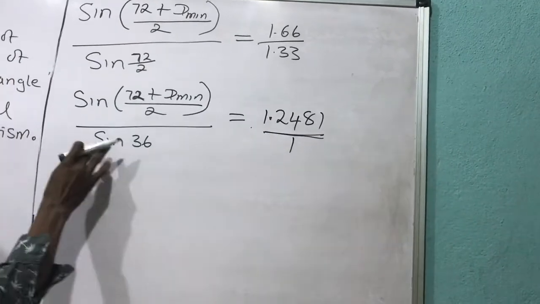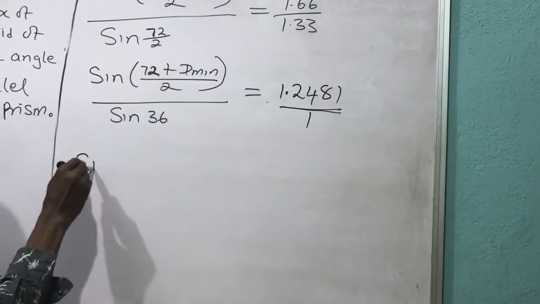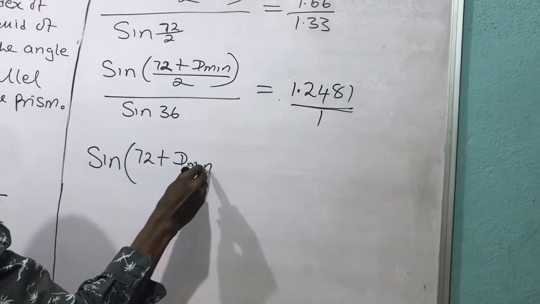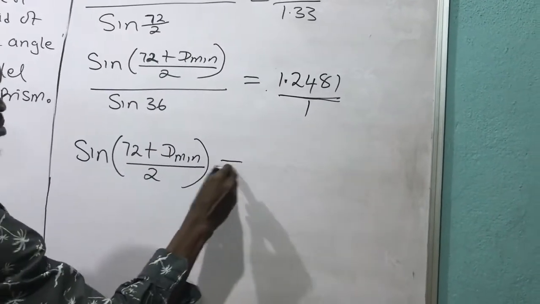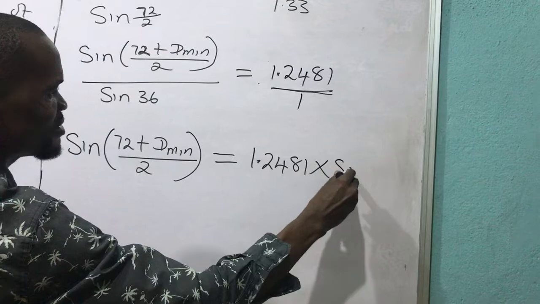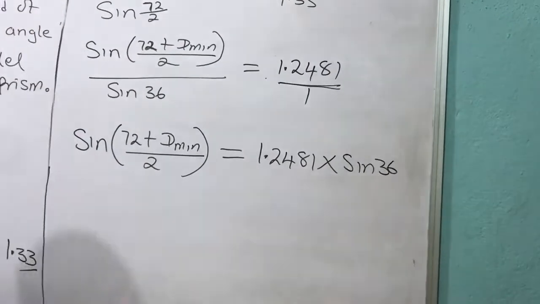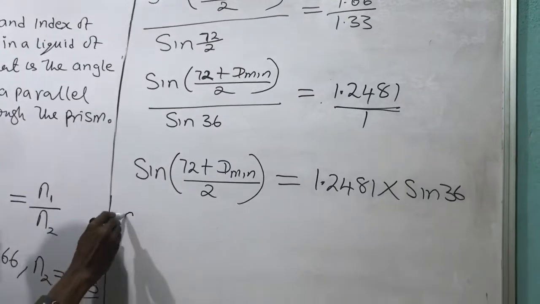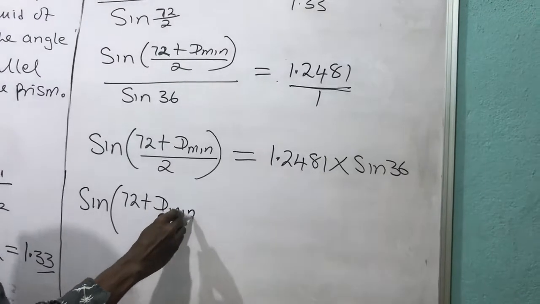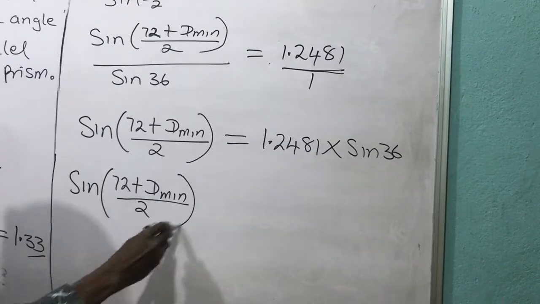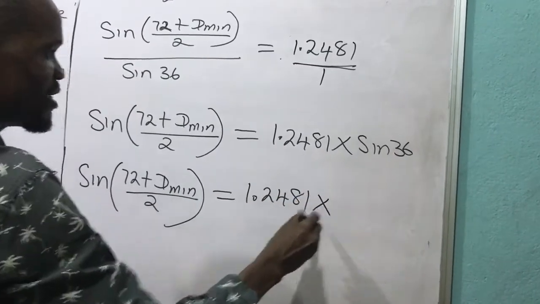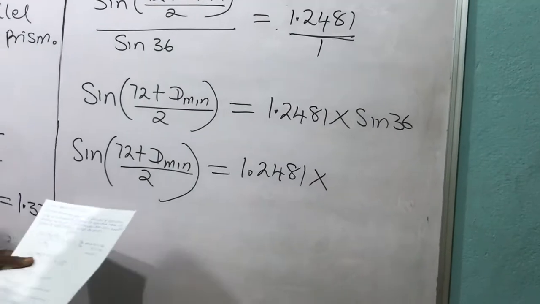Then, cross multiplication. This is over 1, you remember? I will have that sine of 72 plus minimum deviation, all over 2, gives me 1.2481 times sine 36. That implies that sine of 72 plus minimum deviation, all over 2, is equal to 1.2481 times sine 36.